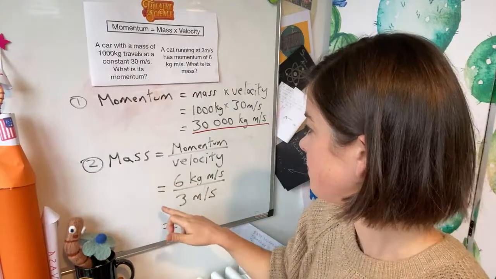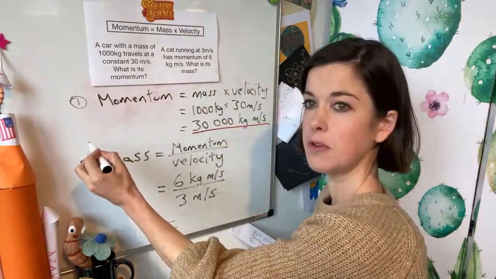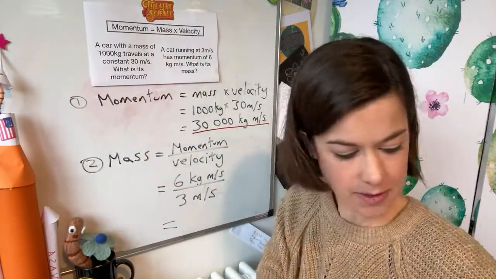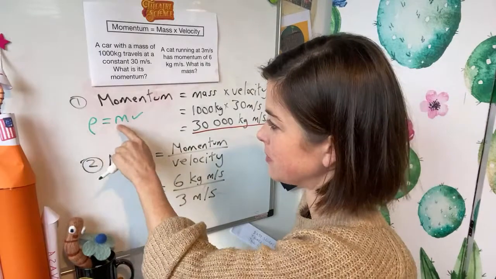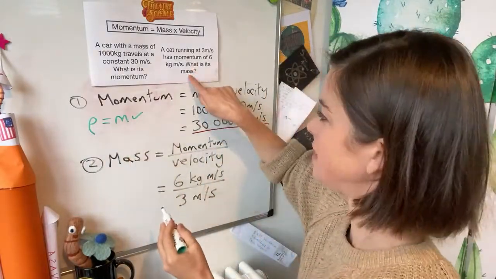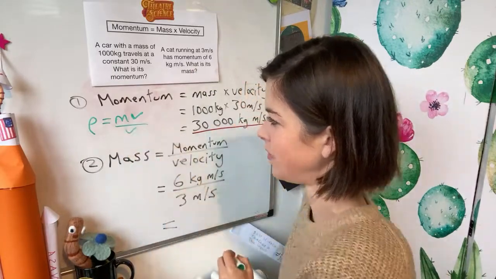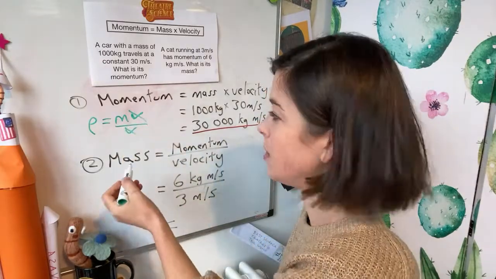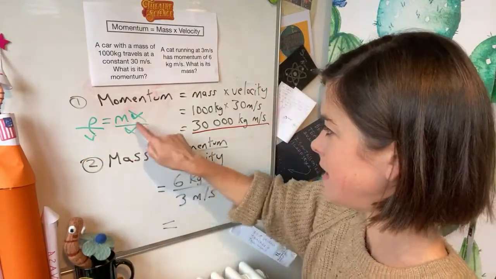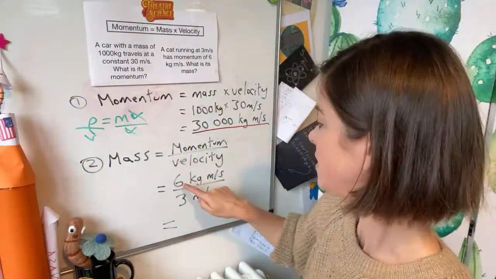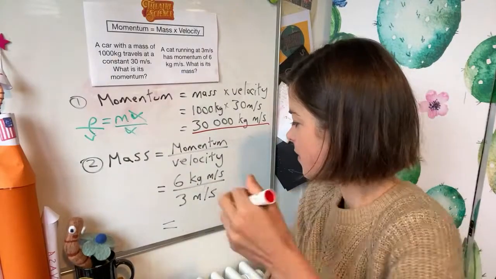The second one, you've got to do a little bit of rearranging. Do you remember how we did this? If little p equals mv, that's momentum equals mass times velocity. If you want to get mass on its own, because we're looking for the mass, we need to get rid of this v. So if you divide that side by v, then the v's cancel out, just like 5 divided by 5 is 1. But whatever you do to this side, you've got to do to that side. So you divide momentum by v as well. So mass is equal to momentum divided by velocity, which is 6 kilogram meters per second divided by 3 meters per second, which is 2.